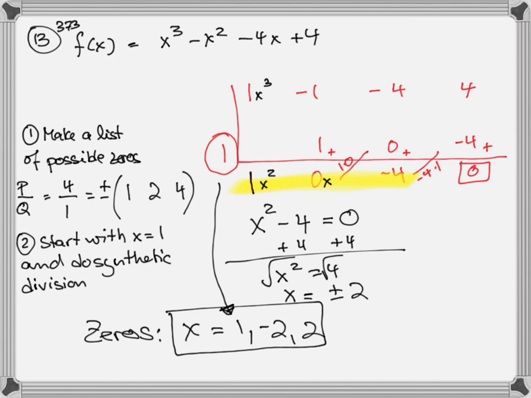So does that mean if we took negative 1 and 2 and did the synthetic division, we would have gotten the 0? Yes, that is exactly correct. And that's because we have a degree of 3, that's why we have 3 zeros.